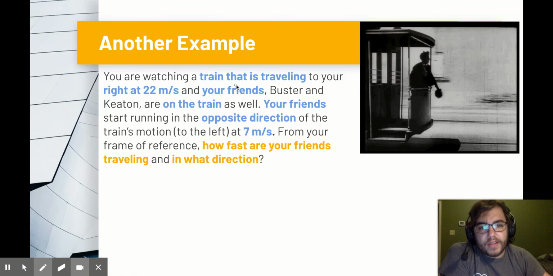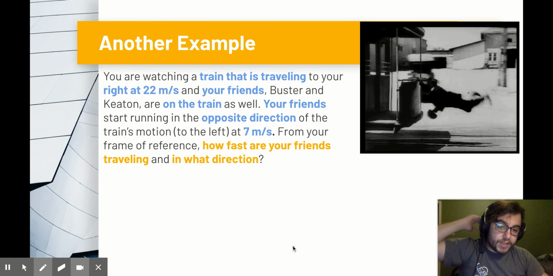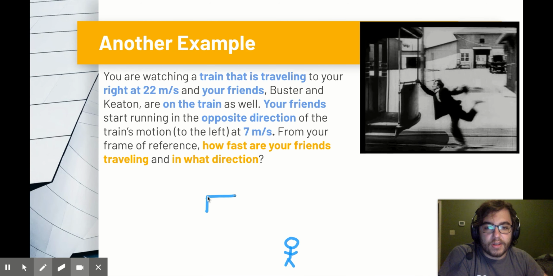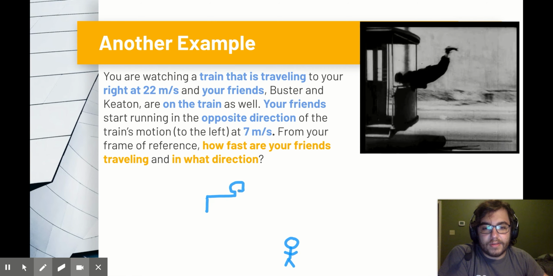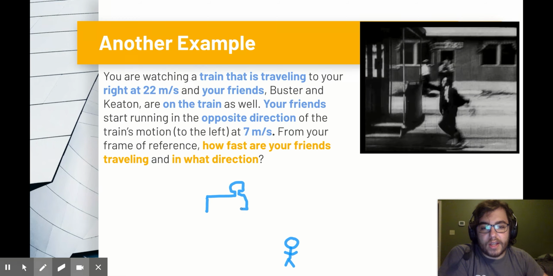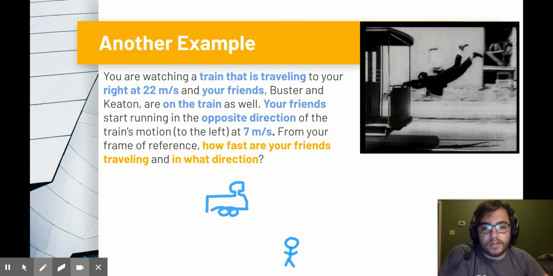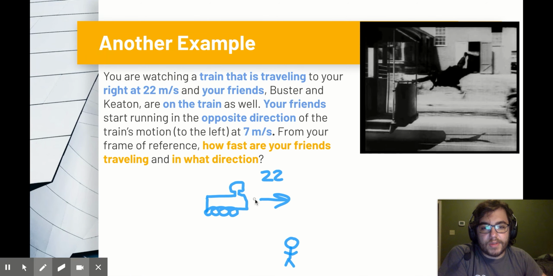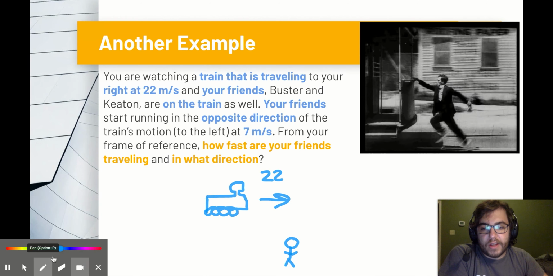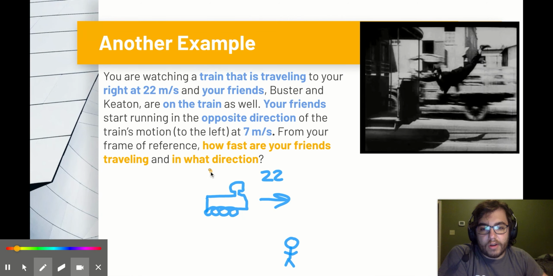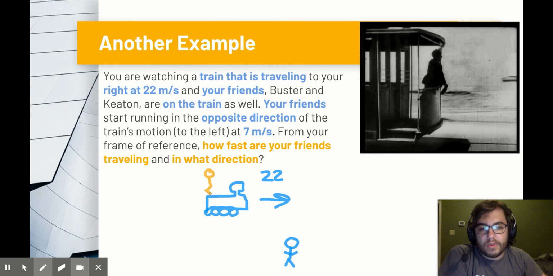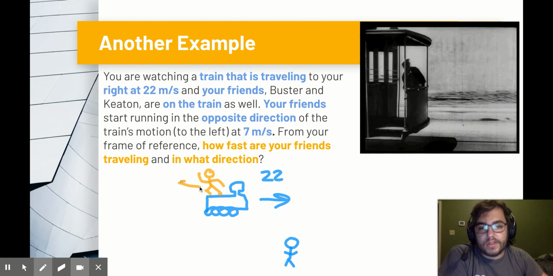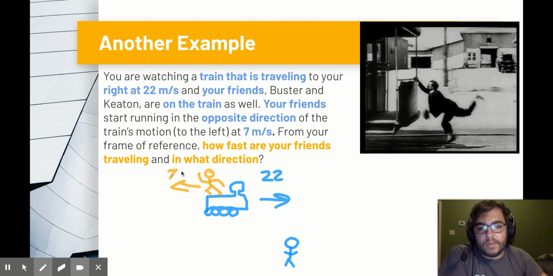You're watching a train that is traveling to your right at 22 meters per second. So this is one of those scenarios where you are sitting off to the side. You're just watching a train go by for whatever reason. Choo-choo, right? So perfect train. All right. It is traveling to the right at 22 meters per second. For whatever reason, your friends, being the daredevils they are, are standing on top of the train, and they're traveling this way at 7 meters per second.